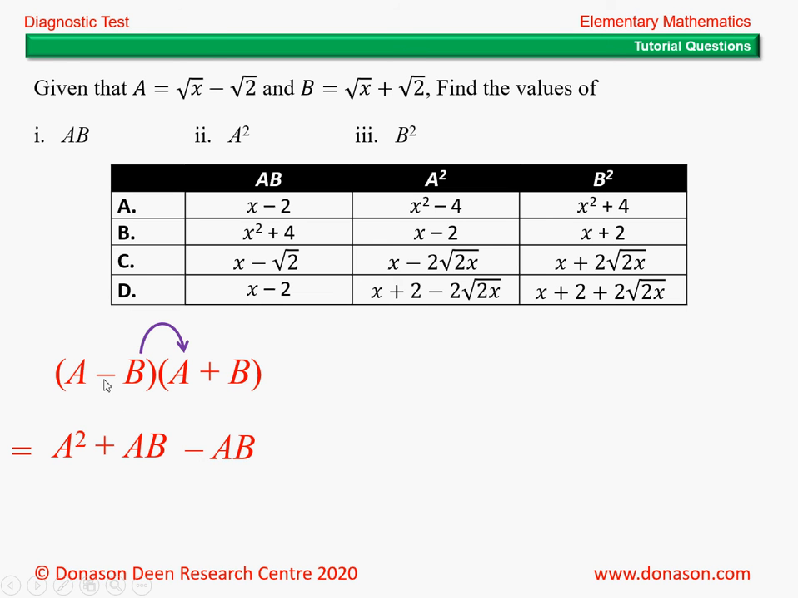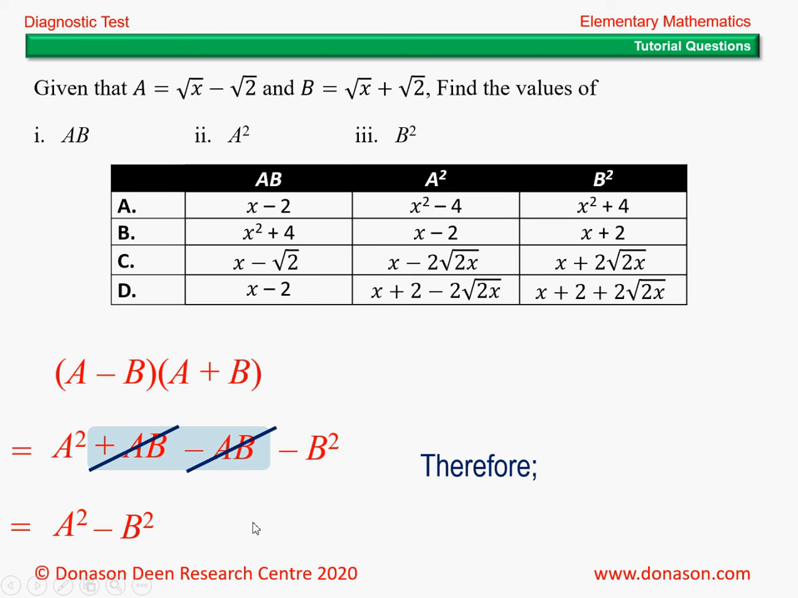And then the last term is a minus times a plus, so minus times plus becomes minus, and b times b is of course b squared. Now if you look at the middle terms, we have a plus ab and a minus ab, and these two cancel each other, because you add a value and you subtract a value, which is equivalent to not adding anything at all. So that's going to be equal to a squared minus b squared.